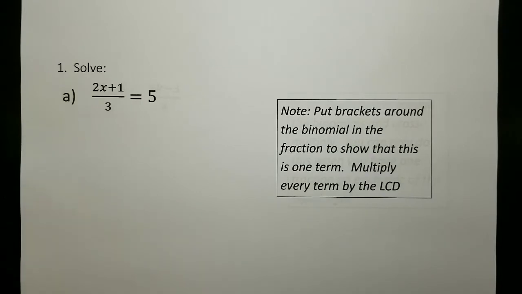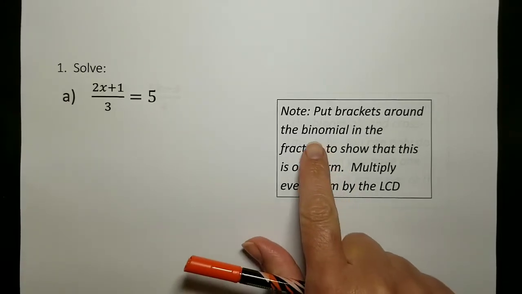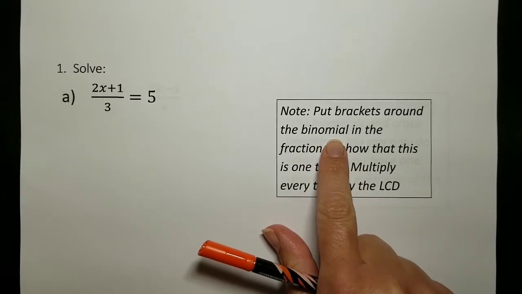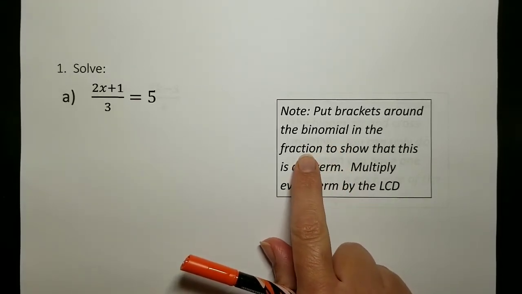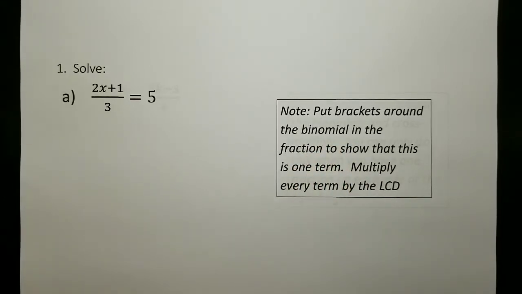So the first example is basically what we did before with the method of multiplying everything by the lowest common denominator. When we have polynomials though, we're going to have to put that binomial, usually it's a binomial, that's on the numerator or on the top of the fraction in a bracket. And then we're going to multiply everything by the lowest common denominator.